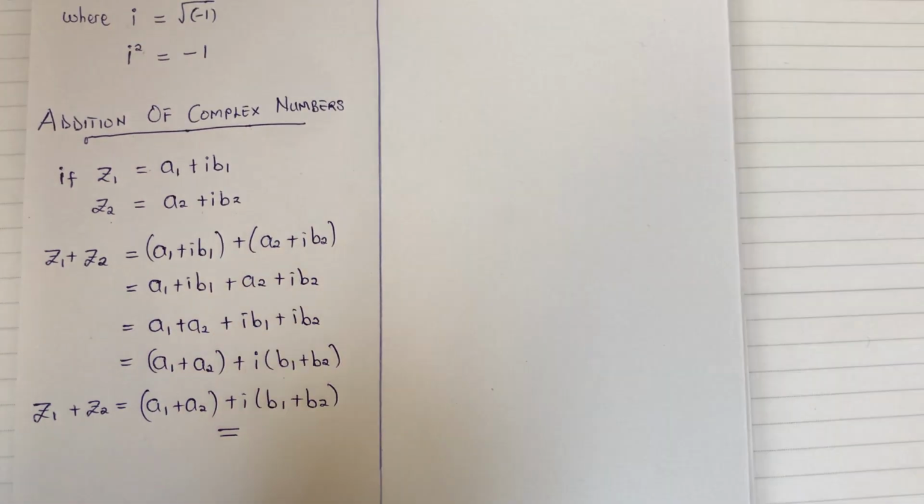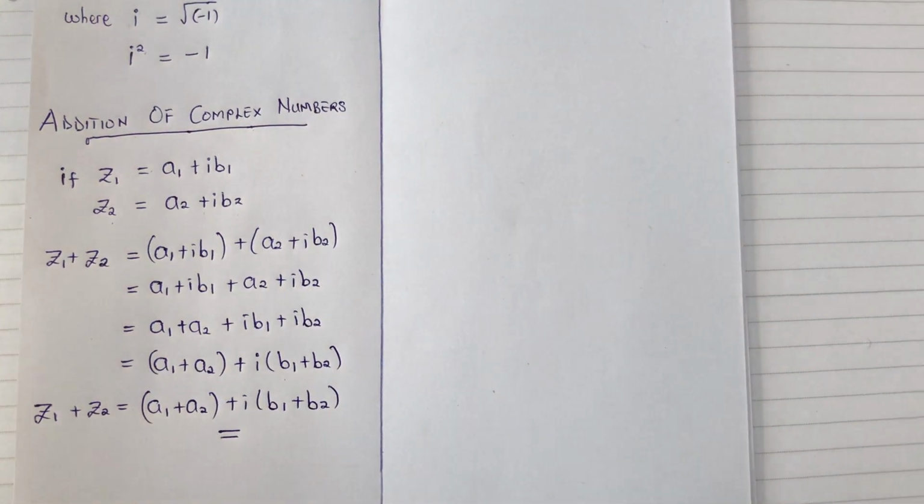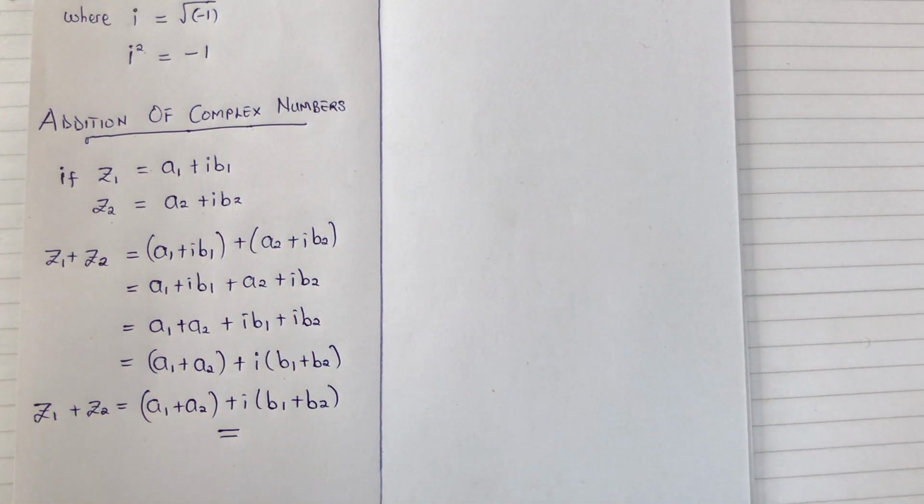So this is addition of complex numbers. It depends on the values of a and b given to you, and then all you need to do is to manipulate it and then add all reals and all imaginary.